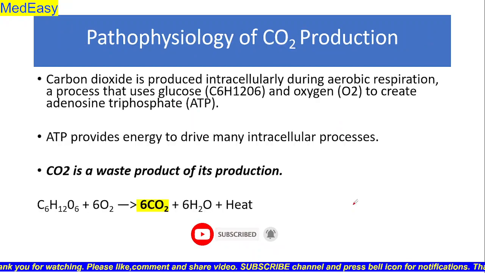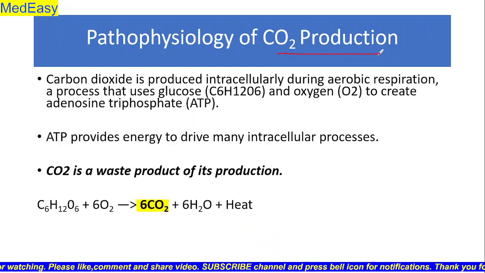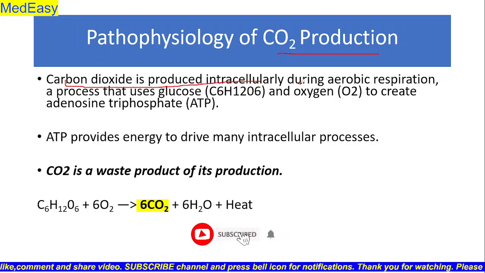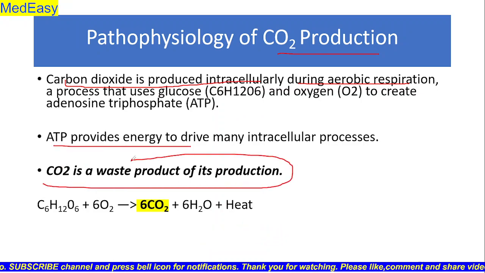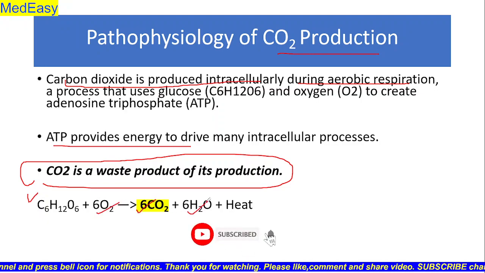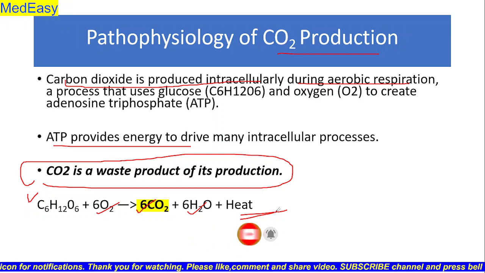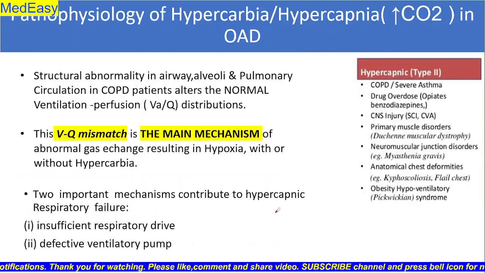Now coming to the pathophysiology of CO2 production, we all know that CO2, carbon dioxide, is a product of intracellular aerobic respiration, where ATP is generated and CO2 is a waste product. Glucose is metabolized and 6 CO2, 6 H2O plus heat is generated. We all know this, that CO2 is produced as a part of the metabolic process.